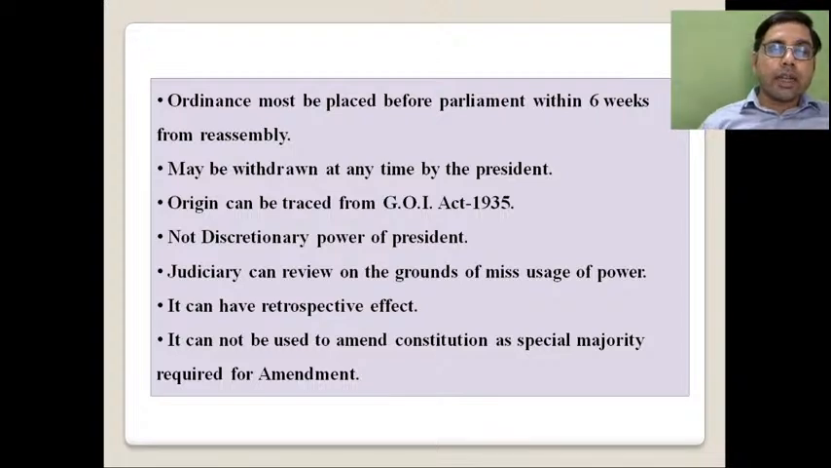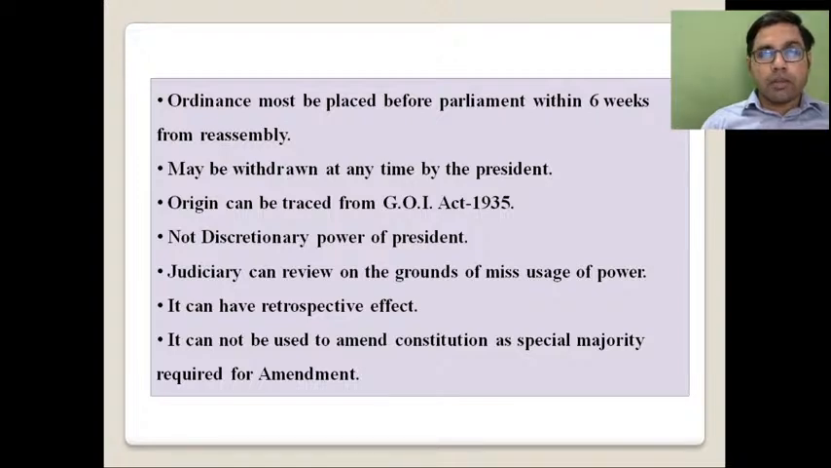Otherwise, if an ordinance is allowed to lapse without being placed on the floor of parliament, and in that process the 6 weeks time has passed, then all those acts which were completed in the name of such lapsed ordinance shall remain valid. So इस बात को आप समझने की कोशिश करिए. प्रेसिडेंट द्वारा लाया गया कोई भी ऑर्डिनेंस, इसे हमें अप्रूव कराना है both the houses of parliament से within 6 weeks from reassembly of both the houses of parliament.